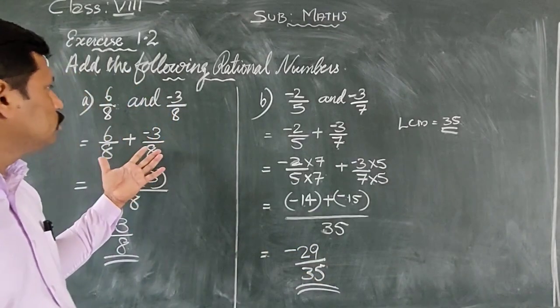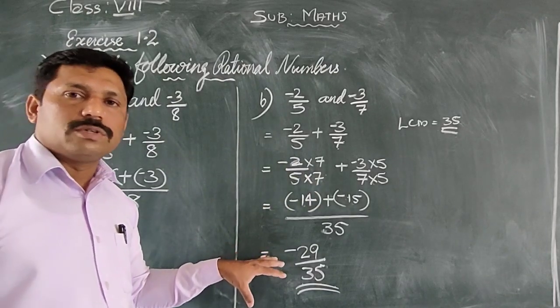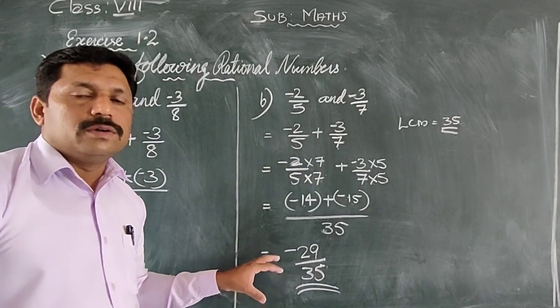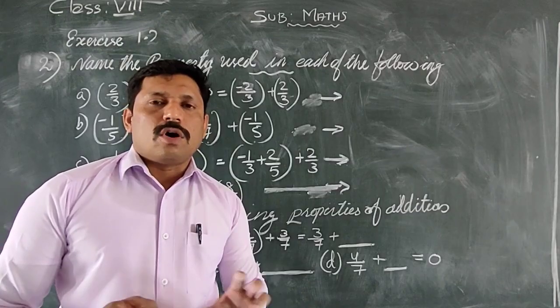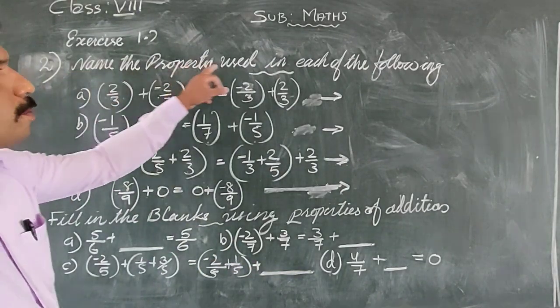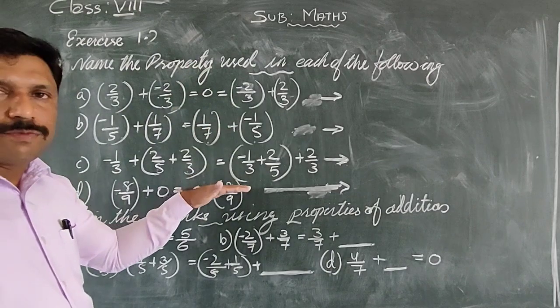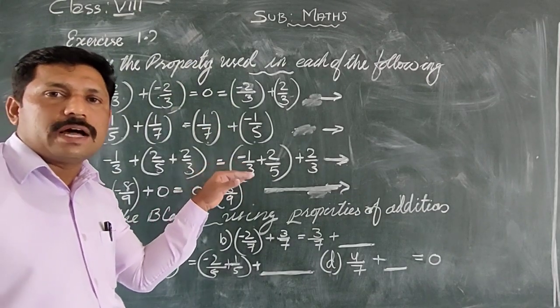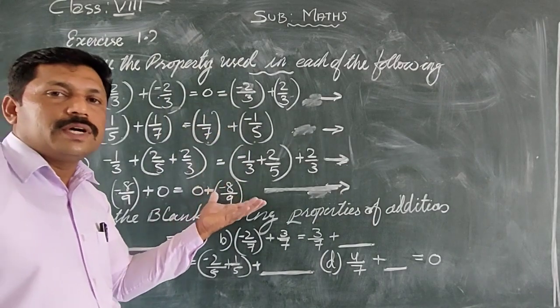So already we have solved question A and B of that first one, and the remaining two questions, that's homework for you. You try it yourself. Okay? Let us solve the second question. The second question is, name the property used in each of the following. Here are 4 statements given that are based on the properties. So which property is used in each statement, that you have to identify.